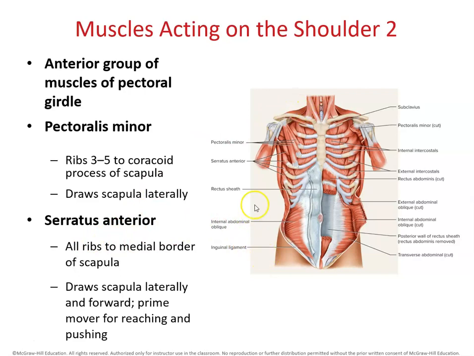Okay, and then your serratus anterior are here. Okay, your serratus anterior. These are on the medial border of the scapula, and they draw your scapula forward for reaching or pushing.